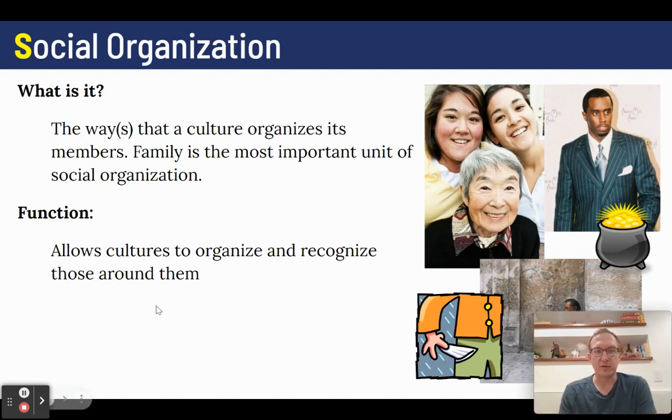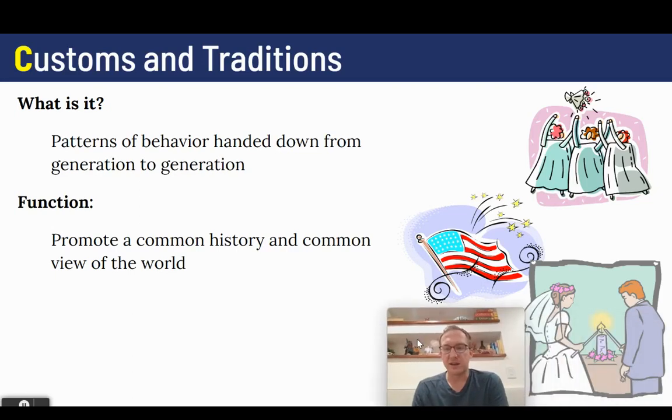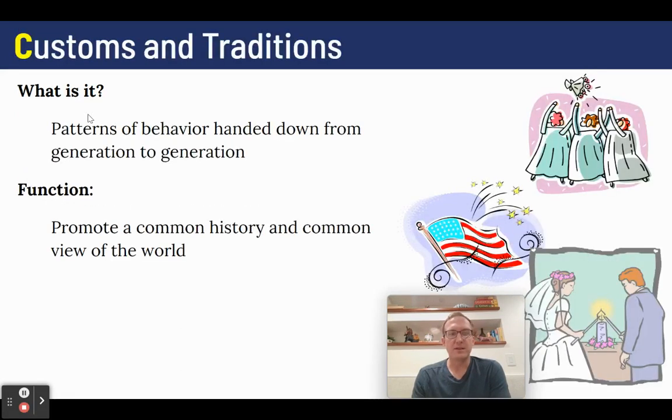So, that's social organization. Customs and traditions are a little bit different. Customs and traditions are patterns of behavior handed down from generation to generation. And what this means is it helps you promote a common history and a common view of the world. And these are things that are really unique, and they're more of the exterior visual aspects of culture.